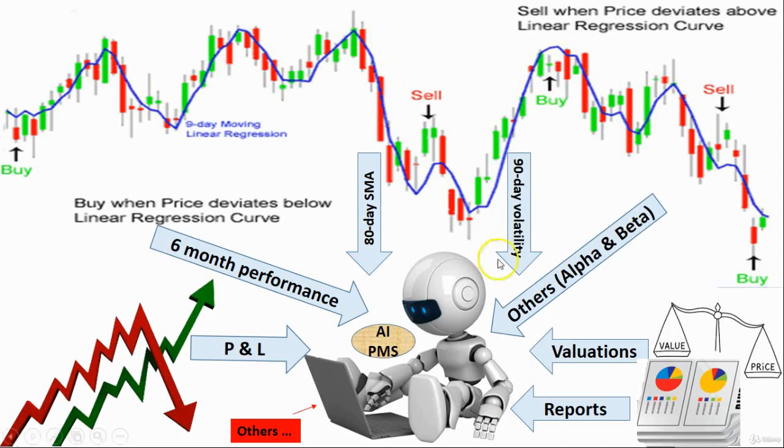But suppose if this needs to be done by the AI, how does it do this? It definitely studies or takes all the profit and loss of the area where it is working, say the last 6 months of performance of those equities, and then the 80-day simple moving average or the daily moving average and so on. Then the 19-day volatility, that is how volatile the stock is, and other features like whether it has alpha and beta, and if yes, with what score.